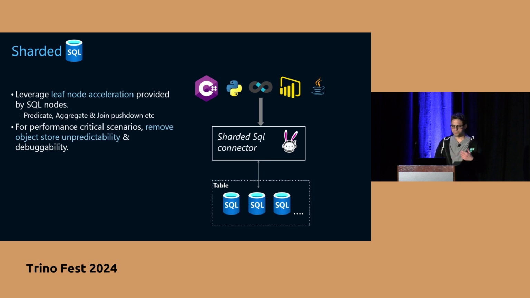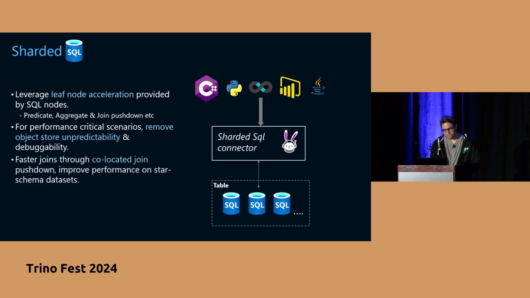And really, if you want to remove the unpredictability that sometimes comes with object store. One of the side effects of that unpredictability is that issues are hard to diagnose, hard to debug and predict. But with multiple SQL servers, it really gives you complete control over your data source as well. So for any performance issues, you can log into your SQL server, profile it, and figure out where the bottlenecks are. SQL servers are good at joins.